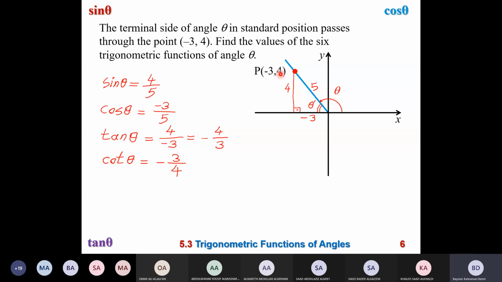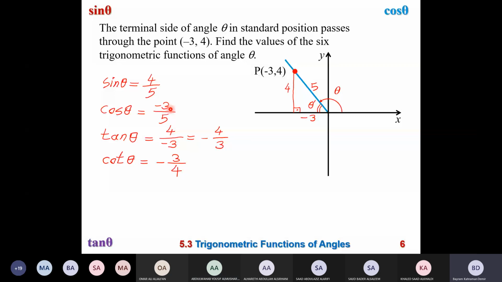How about the tangent, everybody? Tangent is y divided by x, so it is going to be 4 divided by -3. So tangent is a negative value here. And also cotangent is -3 over 4. Again, it is negative. So tangent and cotangent depend on x and y together, not only x or only y. But sine theta depends only on y. Y positive, sine positive. Y negative, sine negative. And cosine theta depends on x only. X negative, cosine negative. X positive, cosine positive. And of course, secant and cosecant, similarly, you can understand.